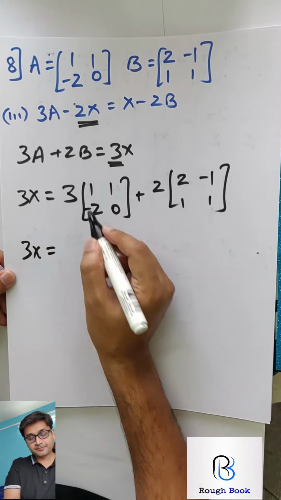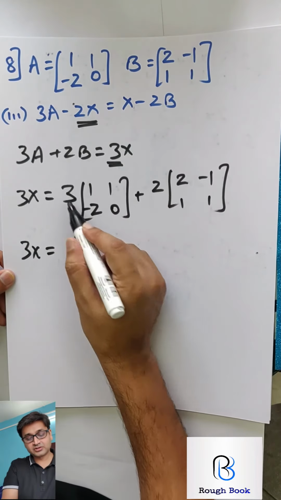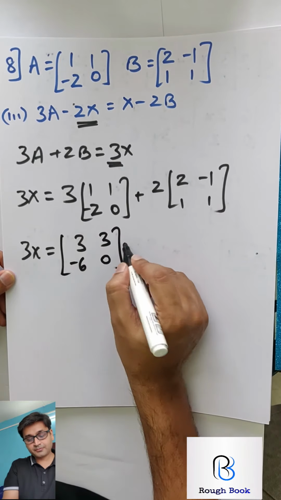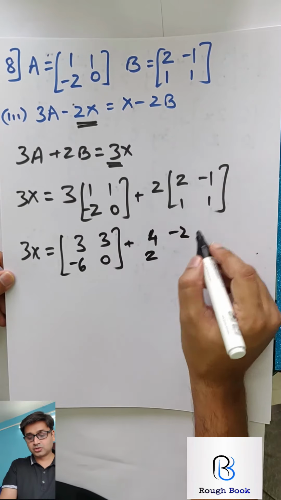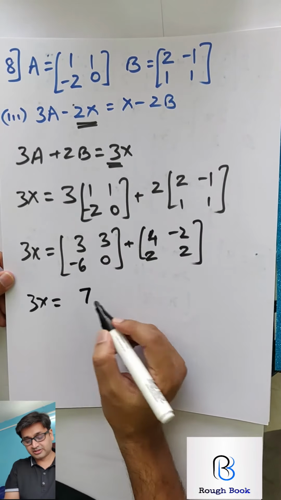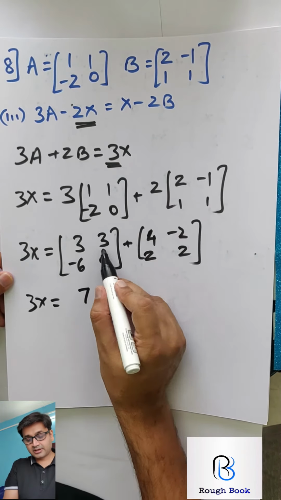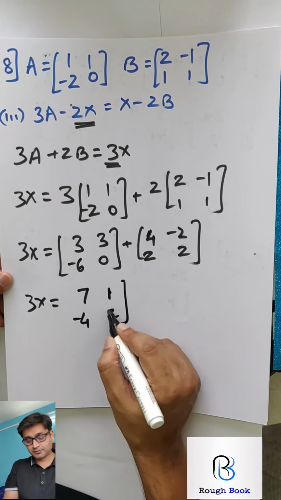So 3x, I'll get this as 3. Don't cancel this, only in the end we'll see. So 3 minus 6, 3 and 0 plus 2, 2s are 4, 2 minus 2, 2. So I get 3x is equal to 3 plus 4, 7, 3 minus 2 so minus plus 1, correct, 3 minus 2, 1, minus 6 plus 2 so minus 4 and 2.